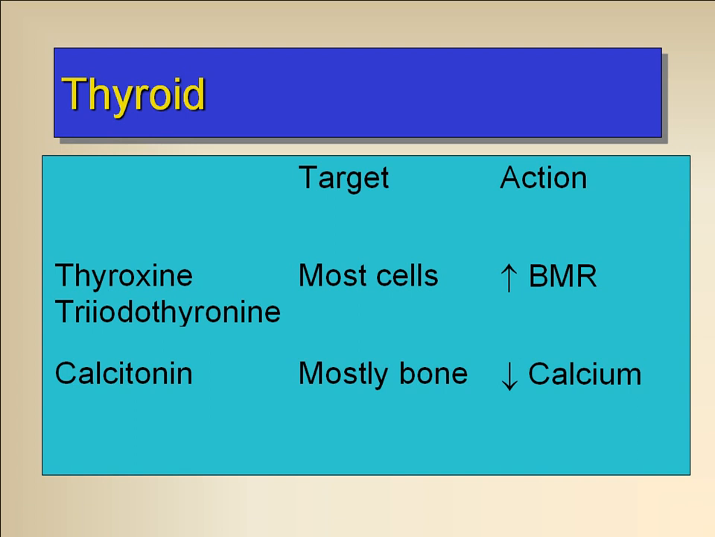All right, and then calcitonin causes a decrease in calcium. Where's calcium stored? In the bones. So it causes the bones to start absorbing more calcium. It takes it from circulation and stuffs it into the bones.